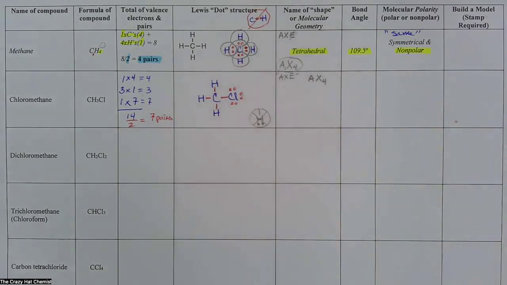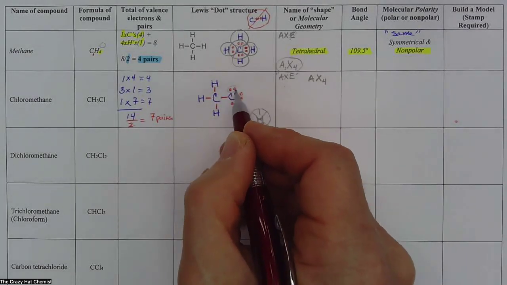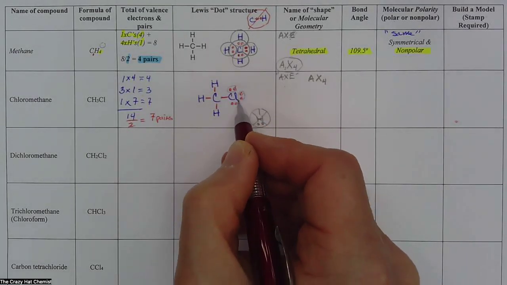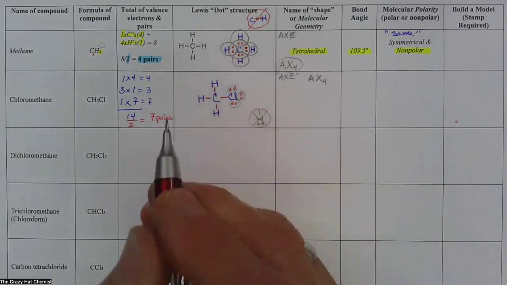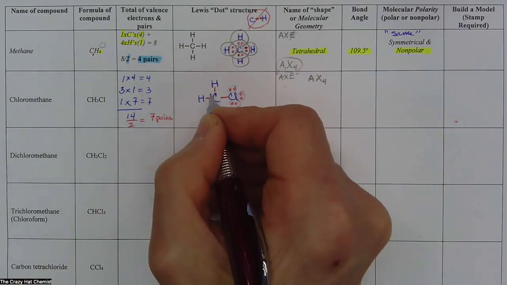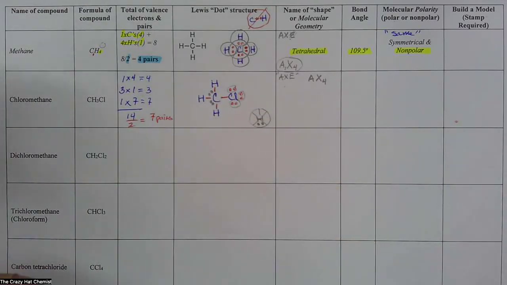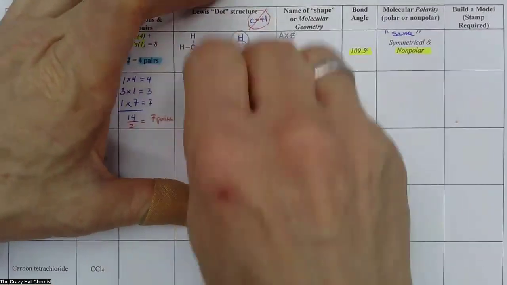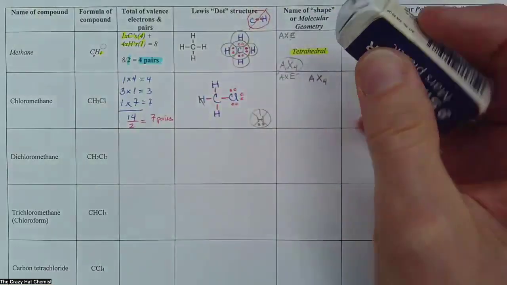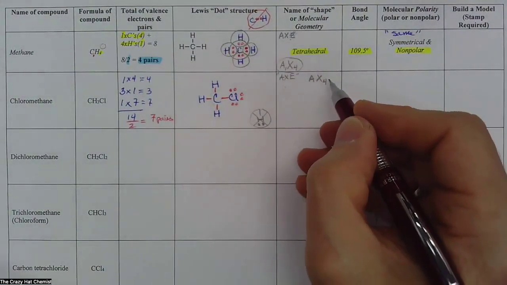The E's are the lone pairs on the central element. Now, I want to clarify. These are lone pairs on an X. They are not lone pairs on the central element. What would lone pairs on the central element look like? It would look like that. Or it would look like that. But there are no lone pairs on this central element, so I'm going to erase those so that you don't get confused. So I'm left with AX4.